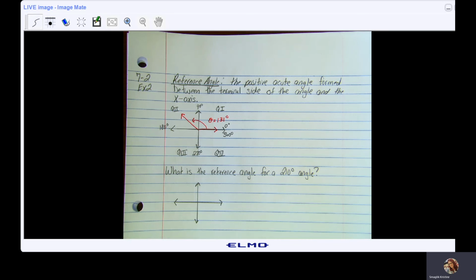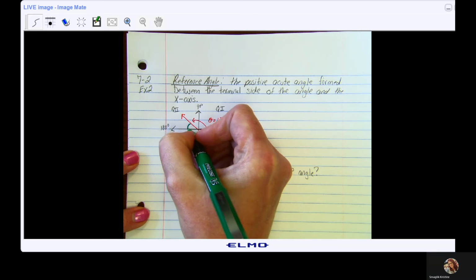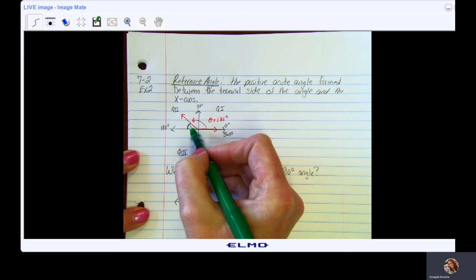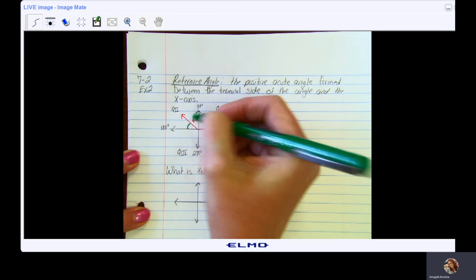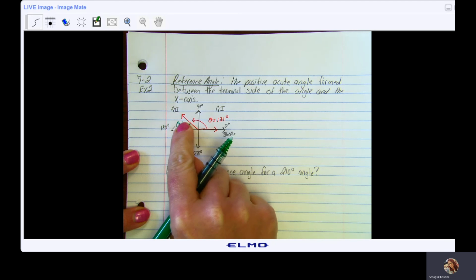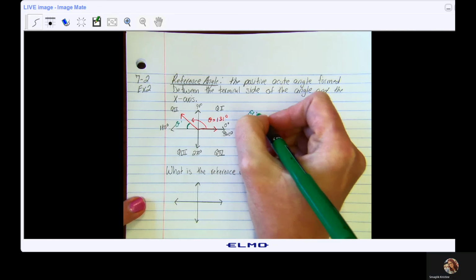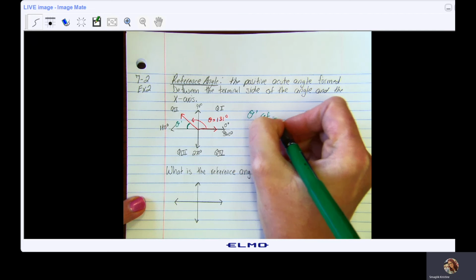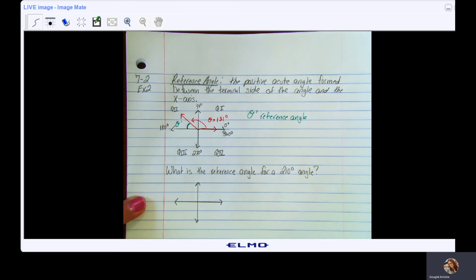So my reference angle is this angle right here. It's between 0 and 90 degrees, and it is between the x-axis and the terminal side of my angle. And we call this theta prime. It's just your theta with a little apostrophe next to it. And if I want to calculate the value of my reference angle, let's just write that down here. So this is the notation for reference angle. And I want to calculate that.